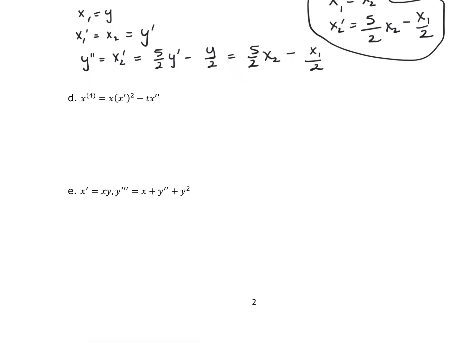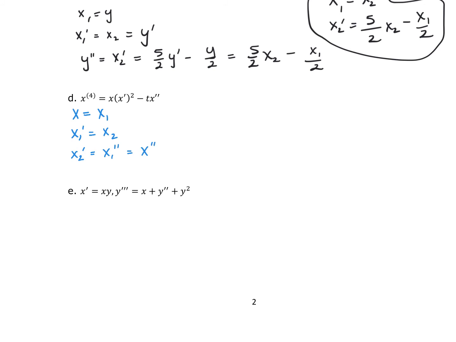Now let's take a look at D here. So once again, I've got to figure out what I'm going to do as replacements. Of course, x is a good replacement for x sub 1. That means x sub 1 prime would be a good replacement for x sub 2. x sub 2 prime, which is x sub 1 double prime, which is x double prime.